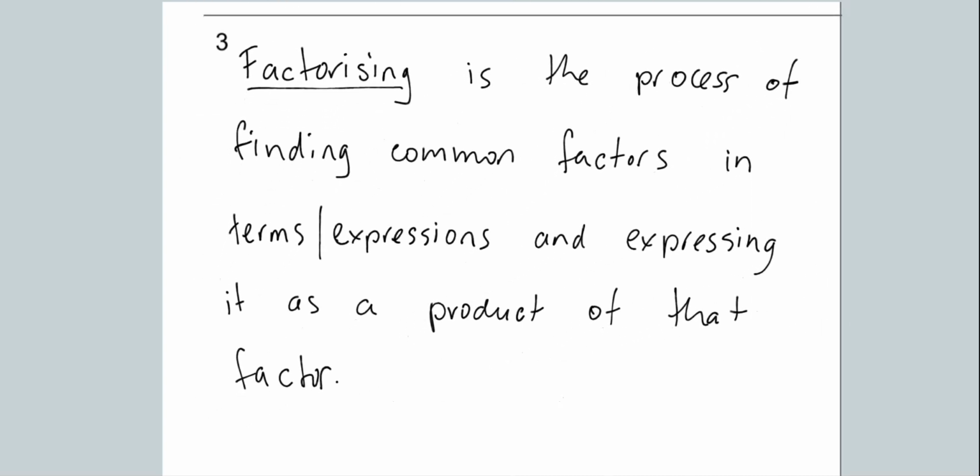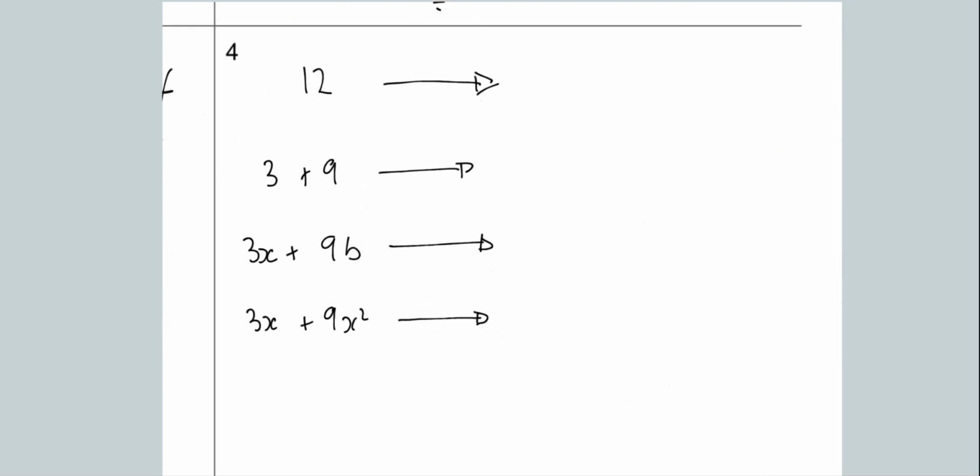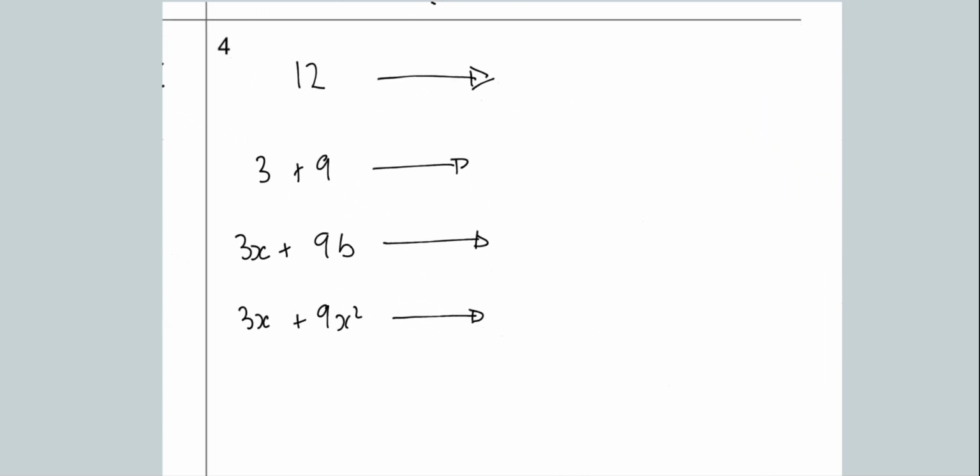Having a look at slide 3 here, factorizing is the process of finding common factors, like I was showing you before, in terms or expressions, and expressing it as a product of that factor. So when you see that word product, it means multiplication. Okay, so let's have a look at some examples here. So 12, for example, can be factorized into 3 and 4, and 12 can be expressed as the product of 3 times 4, or if you like, 4 times 3. It means the same thing.